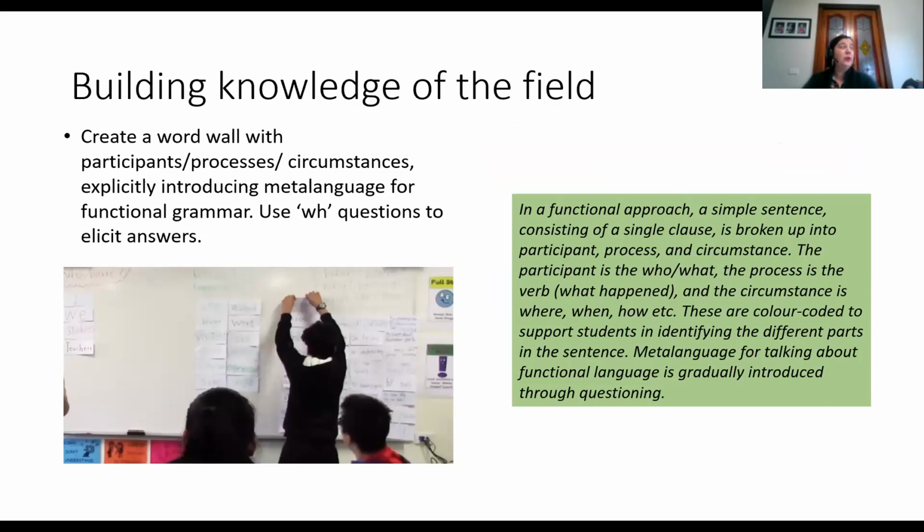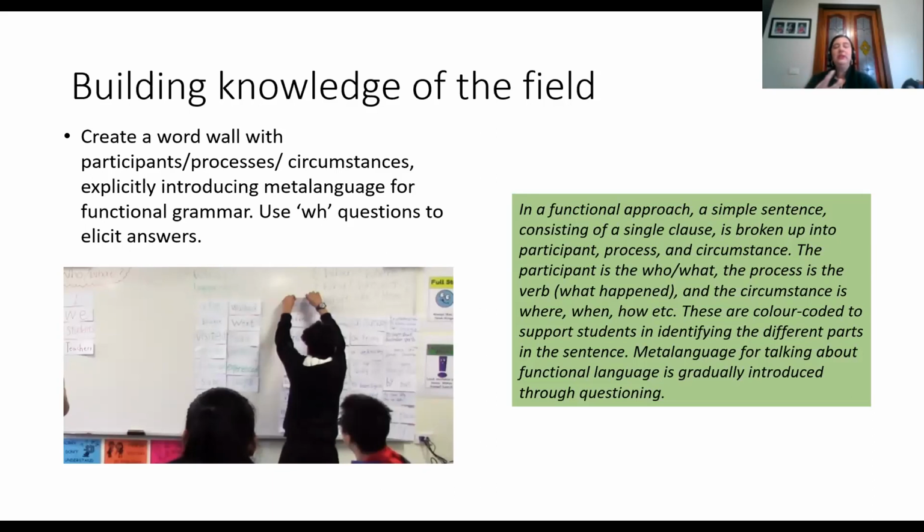We created a word wall with participants, processes, and circumstances. These are from functional grammar and functional language. Because at our school we want all the teachers to learn about functional grammar, we're offering a program, the 10 modules. So therefore we tried to bring that back in the classroom with this group, because we needed to build the sentence structure. So that was the aim where we were coming from.